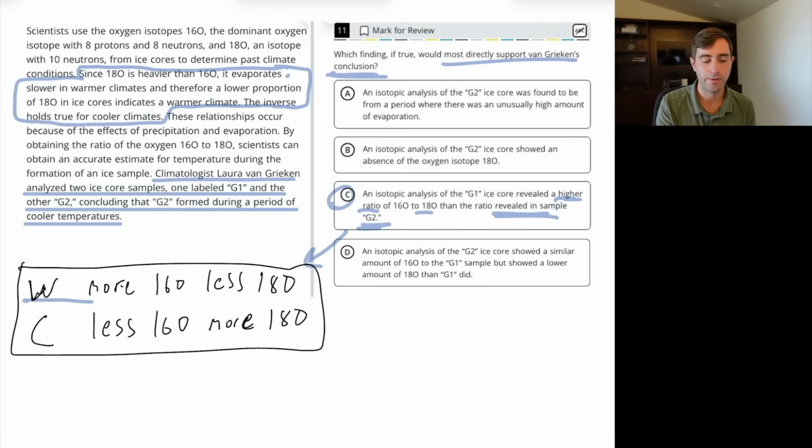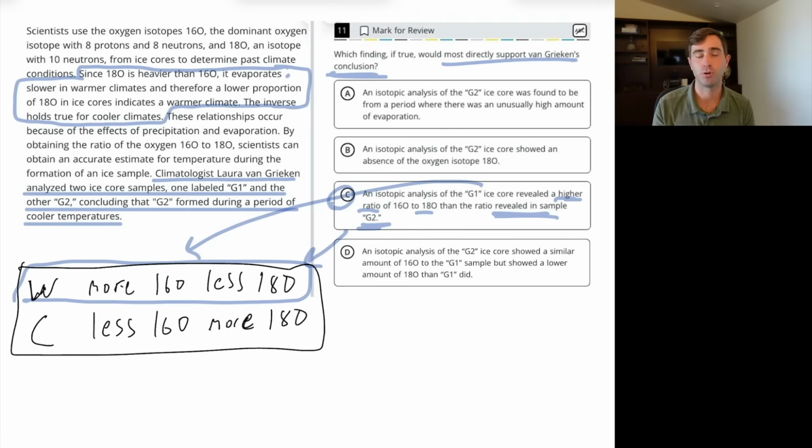Well, we know if it's warmer, we're going to have more 16O and less 18O. So therefore, if G1 has a higher proportion of 16O to 18O than G2 does, it's going to be warmer when it's from G1, and it's going to be comparatively cooler for G2, and that's exactly what we need to see, and that's why C is correct. Now we can look at all the other answer choices.